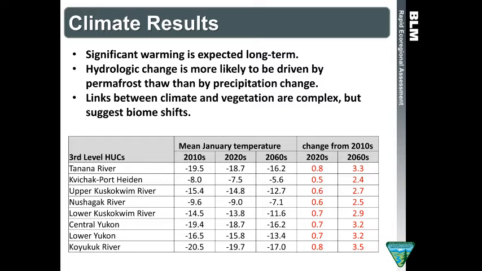So you're seeing, in this particular example of January temperatures, some fairly subtle warming for the near term and some much more marked warming for the far term. I should point out that those are all degrees Celsius, so of course those are larger in Fahrenheit degrees. So that's really quite a bit of warming going on.